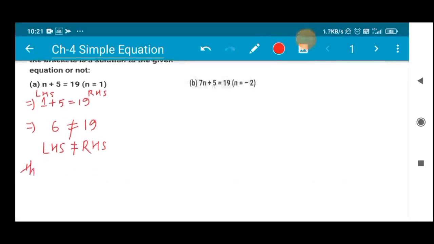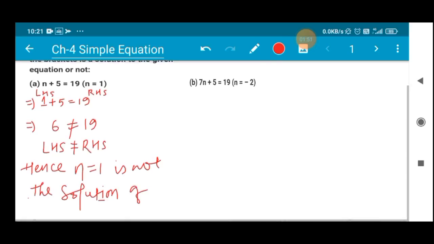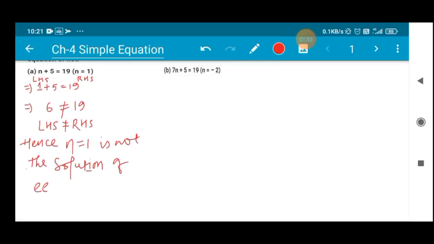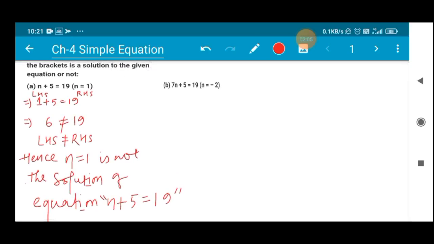Hence n is equal to 1 is not the solution of the equation n plus 5 is equal to 19. All right, so this is the simple thing. If the left hand side and the right hand side were equal, then we could have said they are getting matched, right?